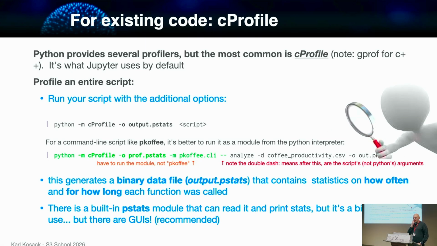So let's think about our existing code. We have the code for pcoffee, but we don't have pcoffee running. We're not running it in a notebook right now. We haven't written anything. So how else would we have an executable like our pcoffee command line tool? How would we profile that?